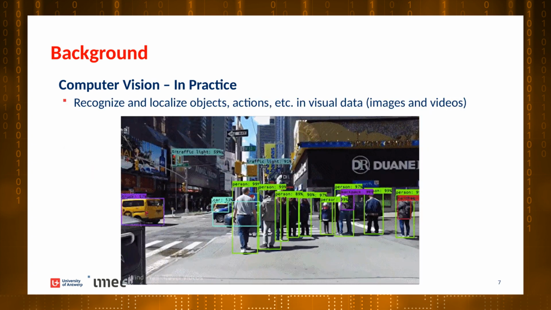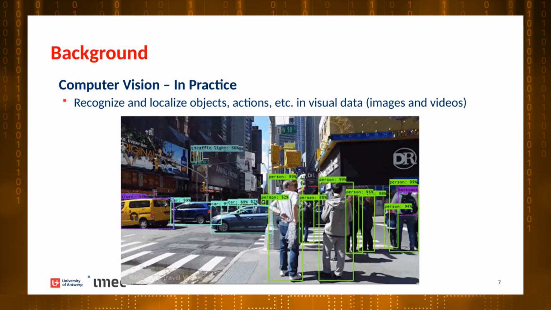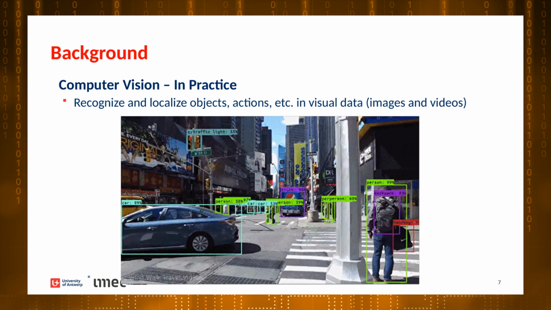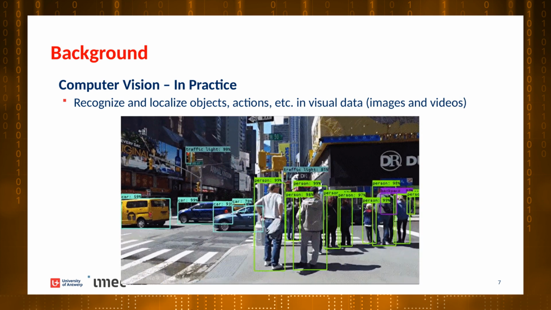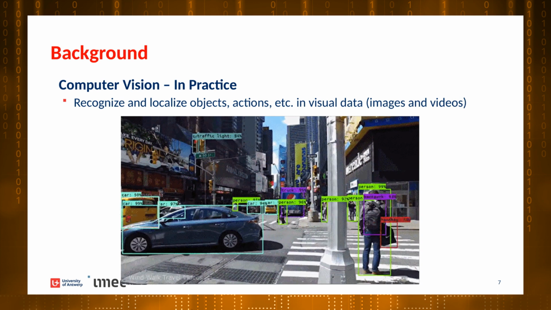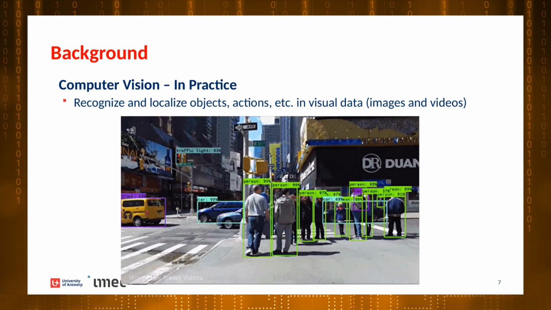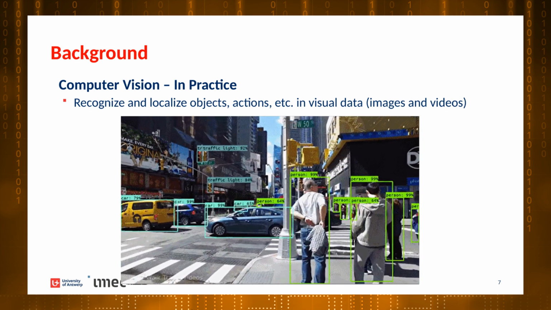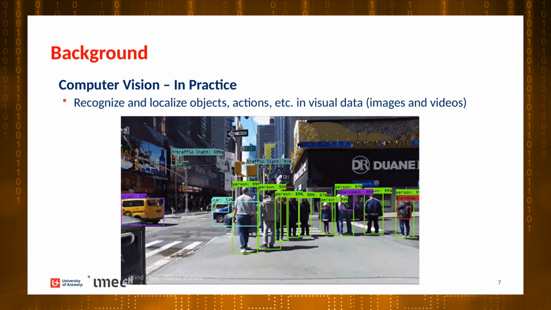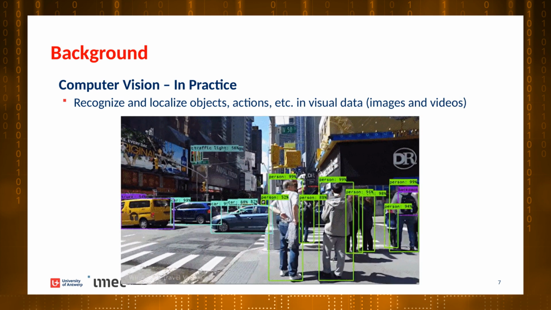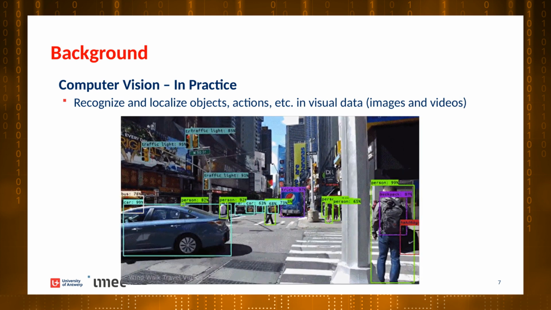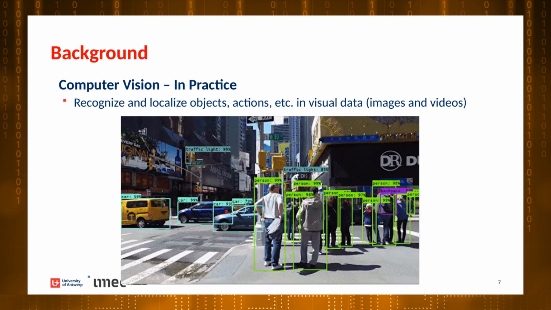In practice, what it means is that if you have input visual data, like images or video, what you would like your algorithm to do is to be capable of recognizing and localizing objects, actions, and any other activity of interest that may occur in the setting that you are interested in. Here we're looking at an urban scenario where we're interested in looking at cars, pedestrians, probably also traffic signs that might be present, and so on.